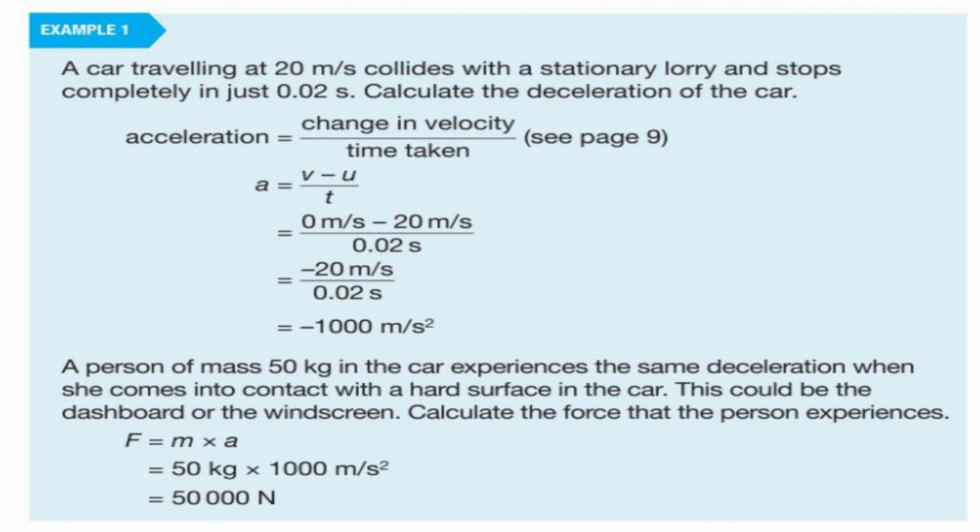Here, as the car was traveling at 20 meters per second, the initial velocity will be 20 meters per second. And after hitting the lorry, the car completely stops. So the final velocity will be 0 meters per second.